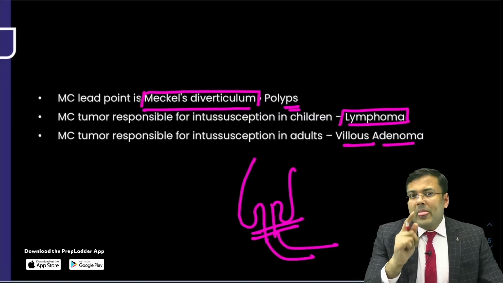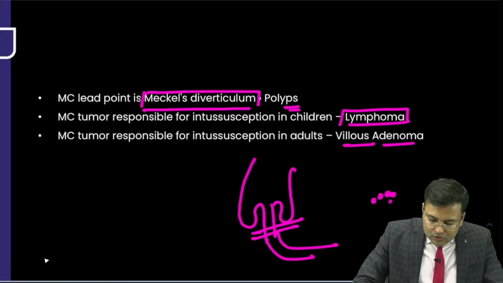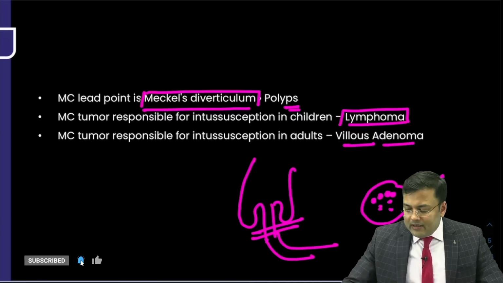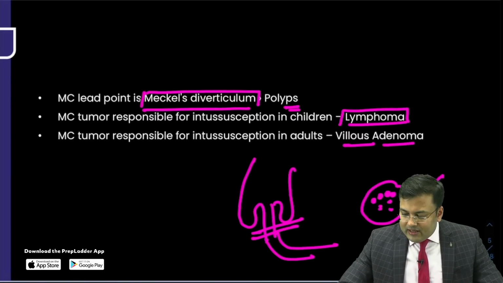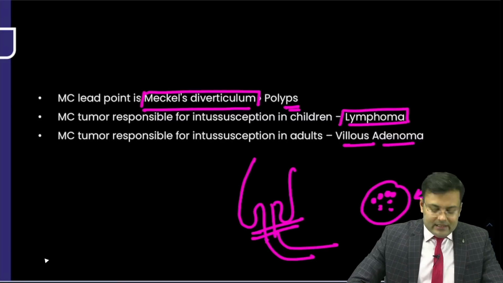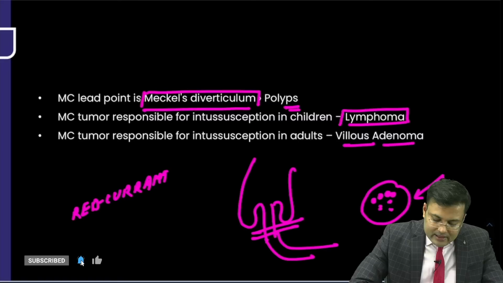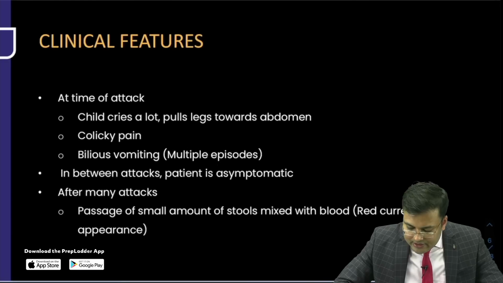But the mother is going to tell you that after 2 to 3 attacks, the patient is going to pass a little amount of stool mixed with blood. If the patient passes a little amount of stool mixed with blood, tell me what is the name of this stool? Everybody is correct. It is red currant jelly stool.